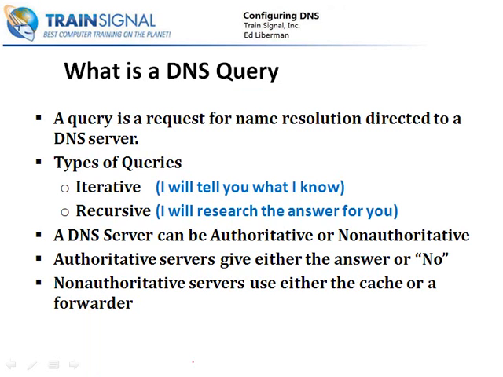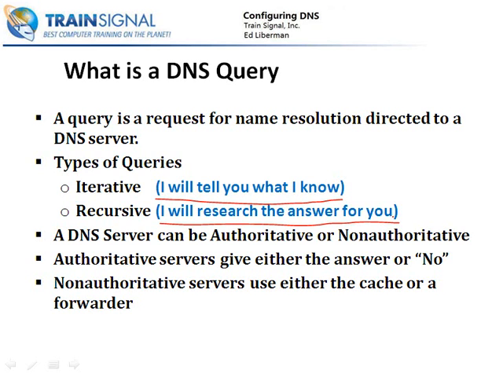So what is a DNS query? Well, a query is a request for name resolution directed to a DNS server from a DNS client. Now there are two types of queries. They're called iterative and recursive. The simple definition I put here is that an iterative query is where a DNS server says, I'll tell you what I know, but that's it, even if what I know is a reference point to another DNS server. Whereas a recursive query is a DNS server saying, I will research the answer and get a complete answer for you, or a definitive no, there is no such answer. I will show both of these to you in just a few moments.